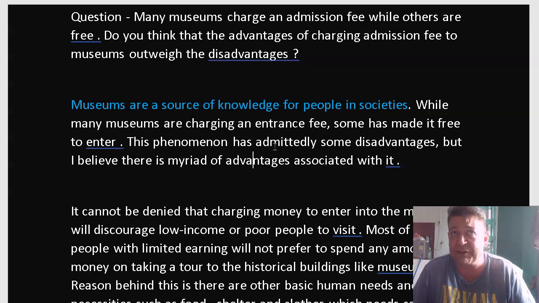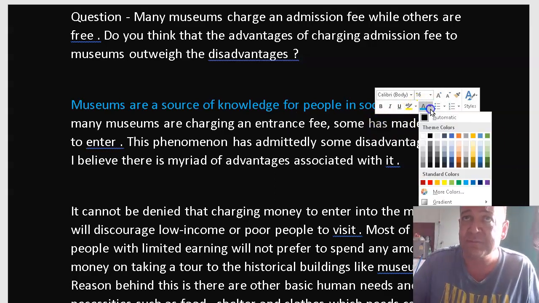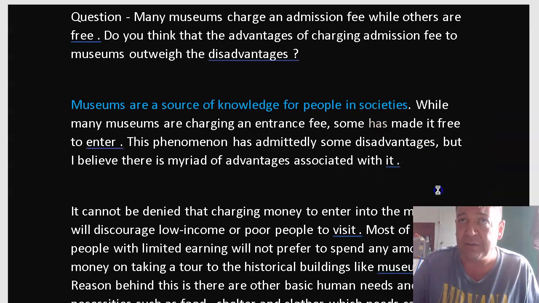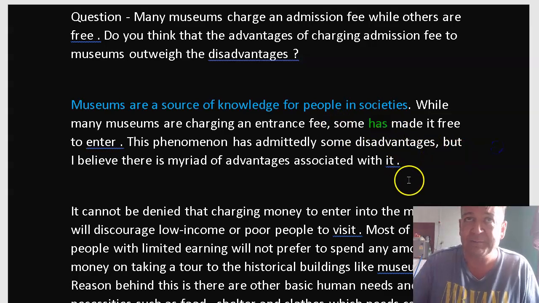While some museums are charging an entrance fee, others have made it free to enter. See, I'm so picky. Space, period. Now, some are charging an entrance fee. Others have made it free to enter. Okay. Others are free to enter. Some are free to enter. Why not just the present simple there?